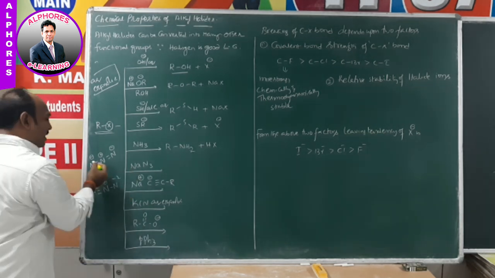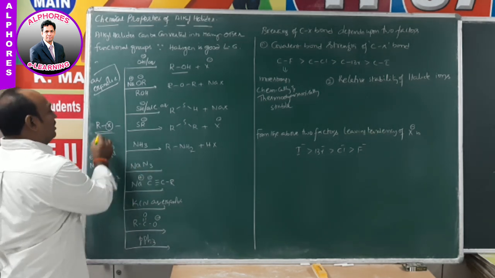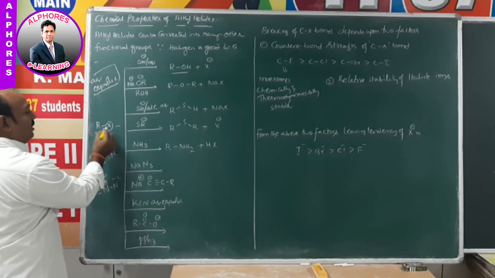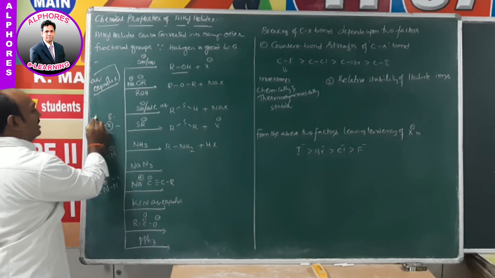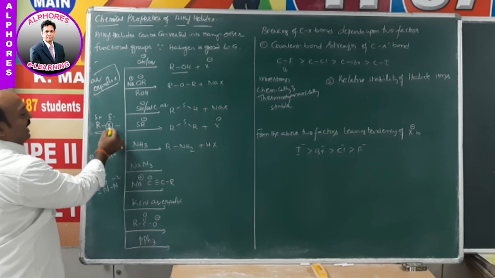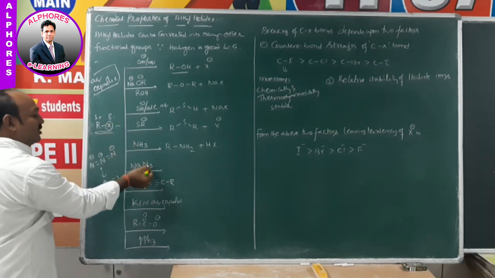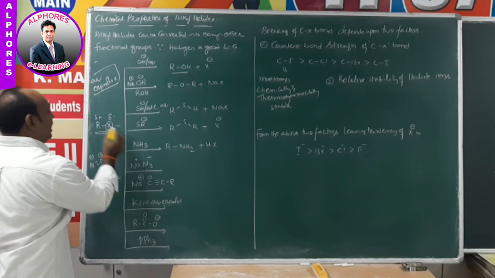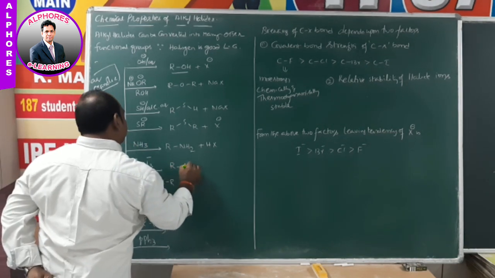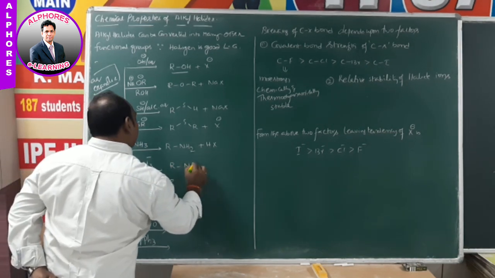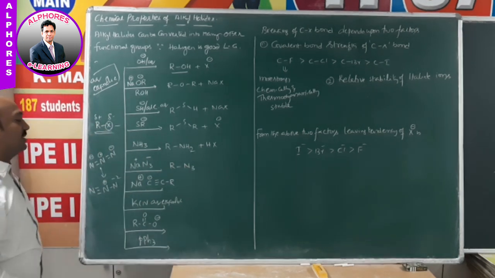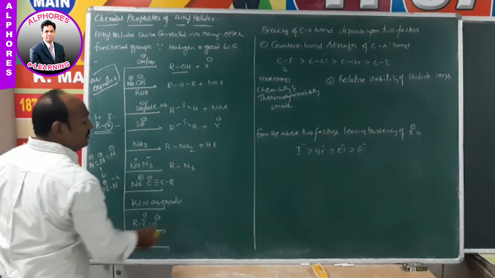One of the N minus attacks this positively charged carbon in RX, where X has a negative charge and R a positive charge. This negatively charged X will be displaced as N3 minus attacks RX, and we get alkyl azide.